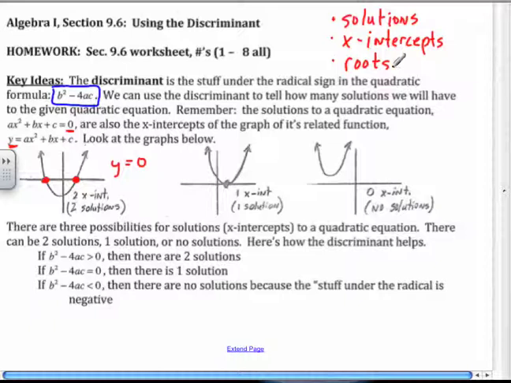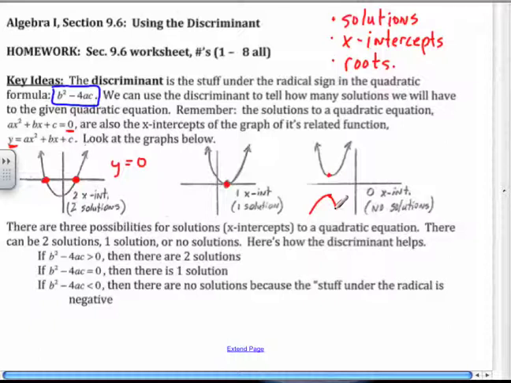Now you can see there are three things that can happen with a parabola. It can hit the x-axis twice and have two solutions. Sometimes it's only going to hit it once. The vertex is actually on the x-axis, and that one has one solution. Sometimes the vertex is above the x-axis, or below if it turns down, and it doesn't touch the x-axis at all. That one has no solutions. So we can have 2, 1, or no solutions.